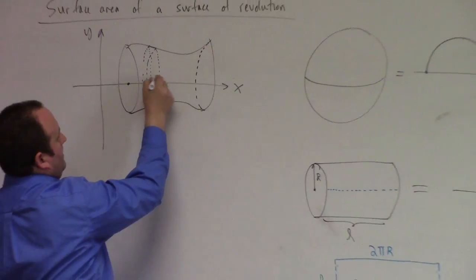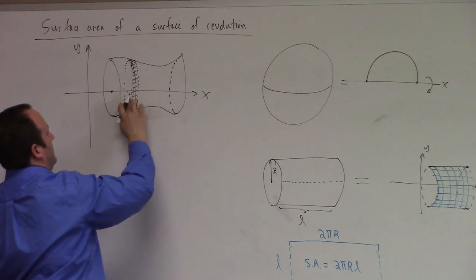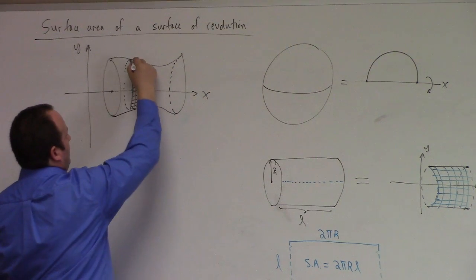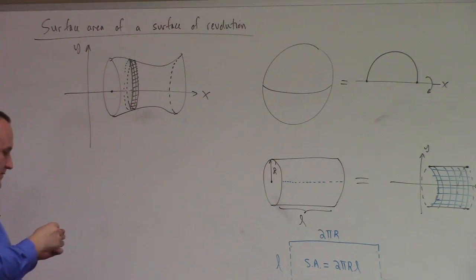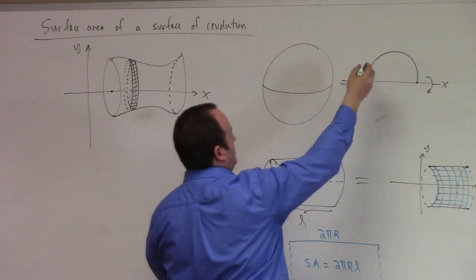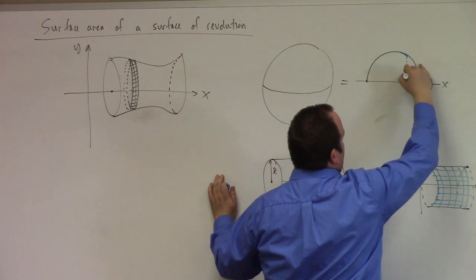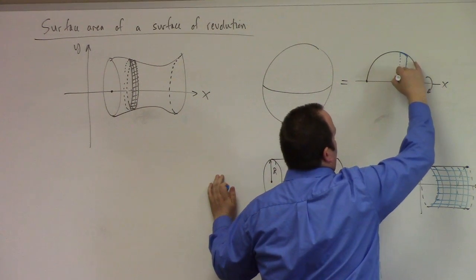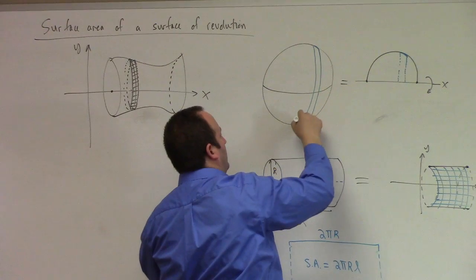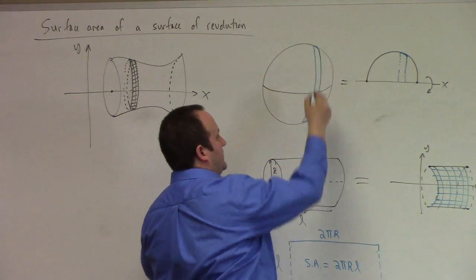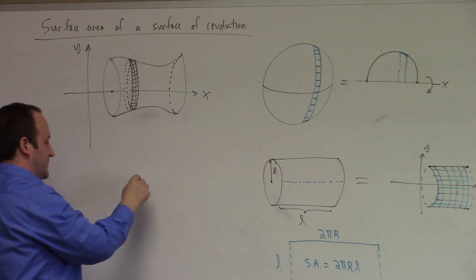Oh, my picture is awful. Oh, well, I tried. What I'm trying to do is look at a little bit of it like this, revolved around, and then it goes around the back, you know. So what's the surface area of that little strip? I can draw it better if I just draw it on its lonesome like this.